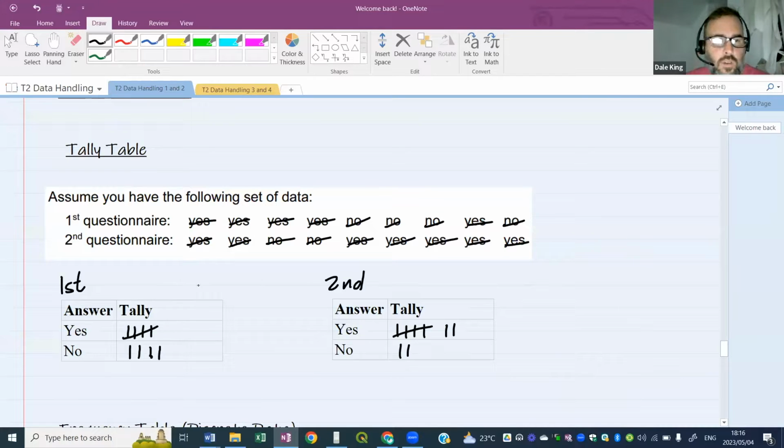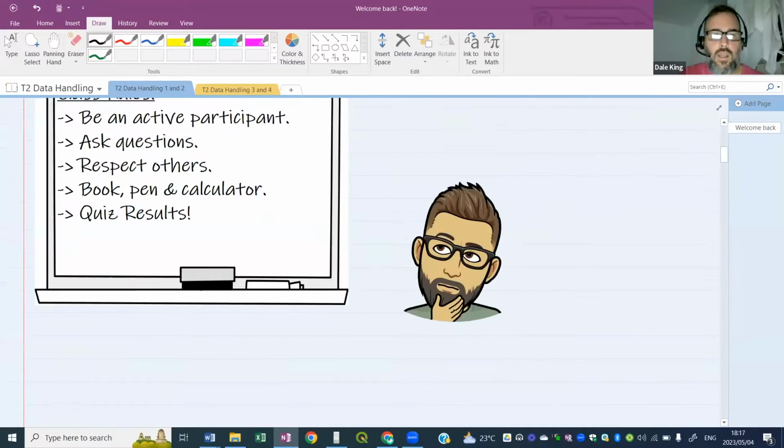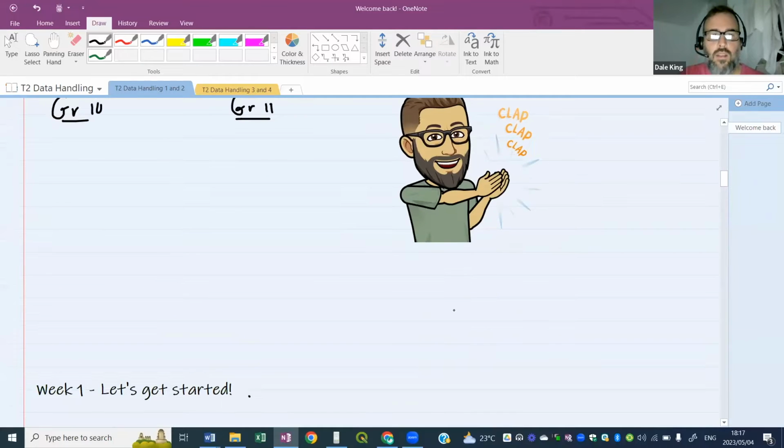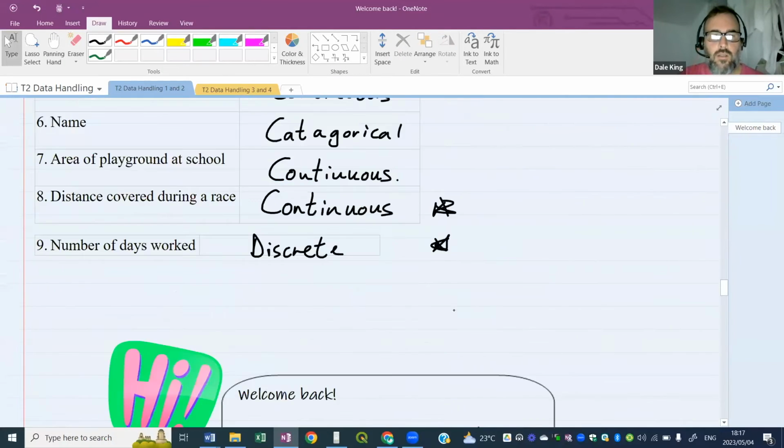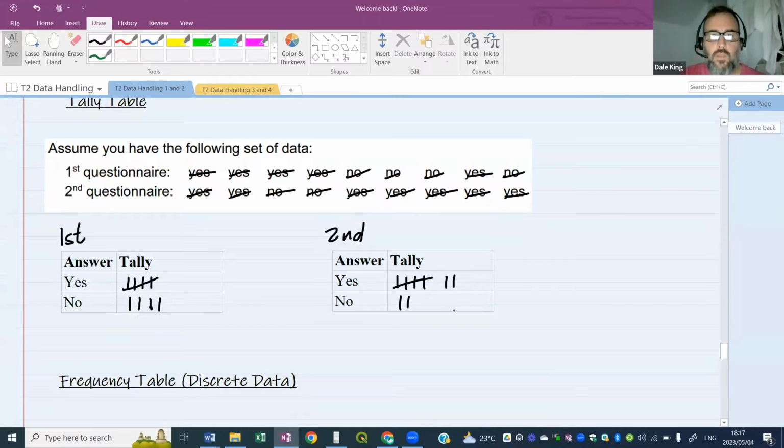We can see in the first questionnaire over here that the yeses were most, and in the second questionnaire, oops, we can see again that the yeses were most. Let's scroll down quickly. All right, there we go. Okay, so we can see again that the yeses were most. All right. So a tally table is just a very quick way to count.